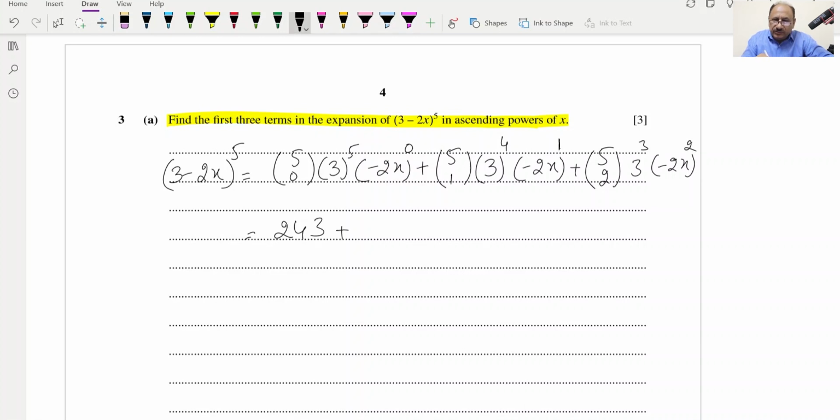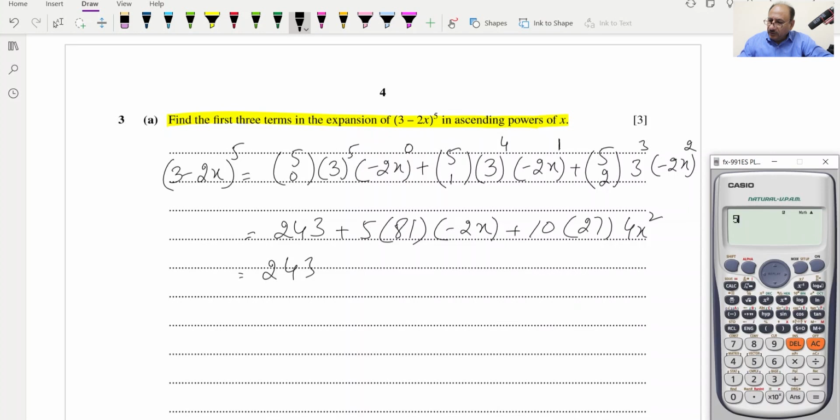Then 5C1 will be 5 and 3 raised to the power 4 will be 81 and minus 2x as it is, and 5C2 will be 10 and 3 raised to the power 3 will be 27, and the square of minus 2x will be 4x squared. Now we can further simplify 243, and we can multiply 5 into 81 into 2.